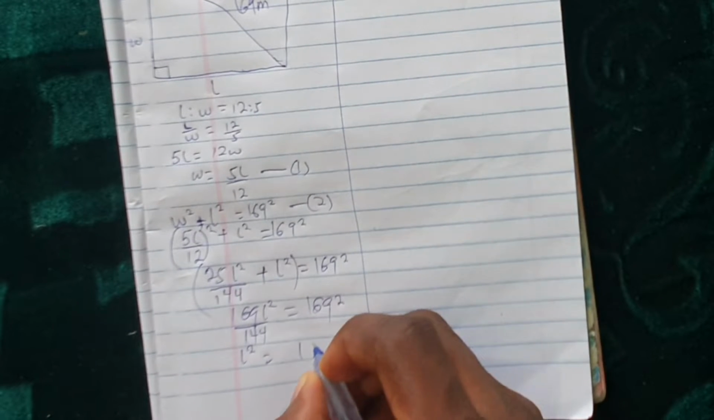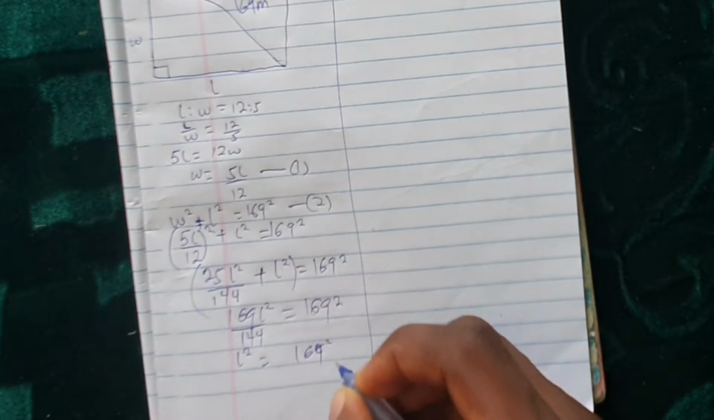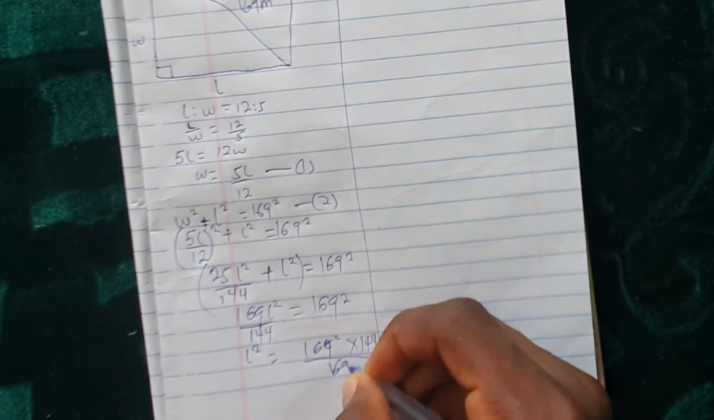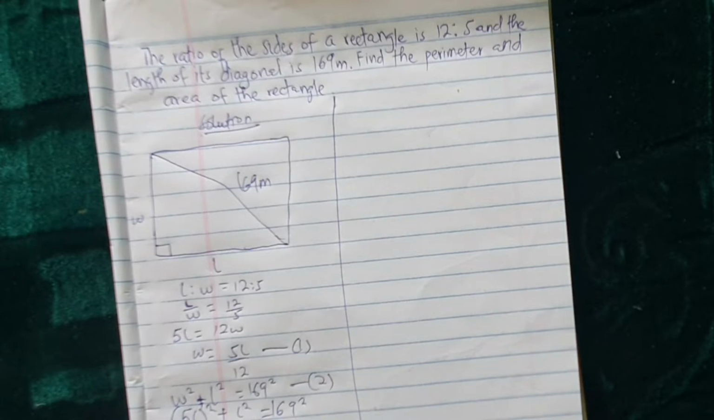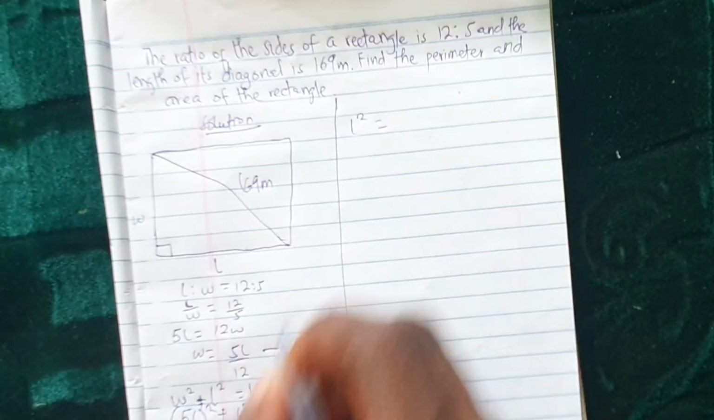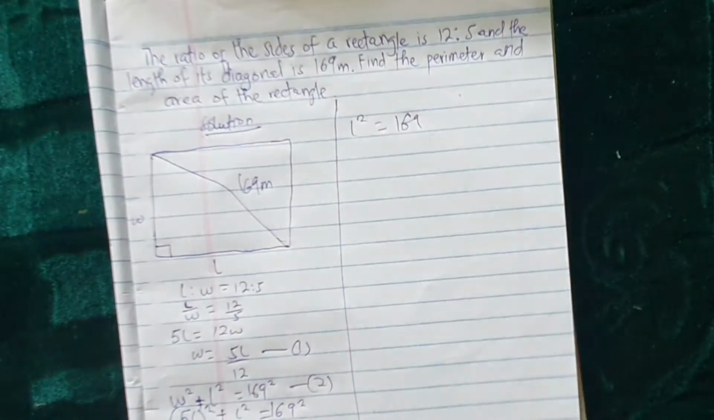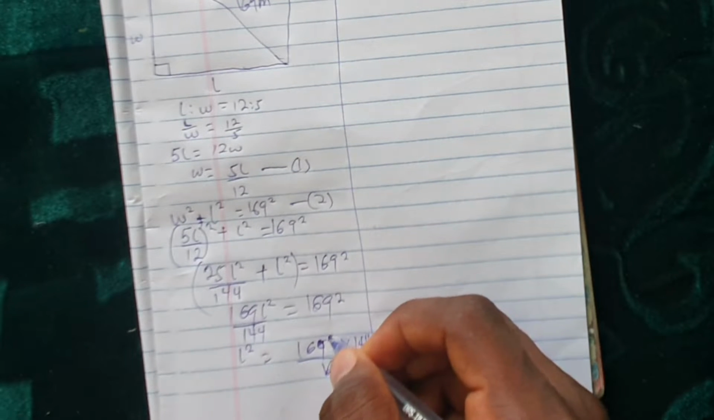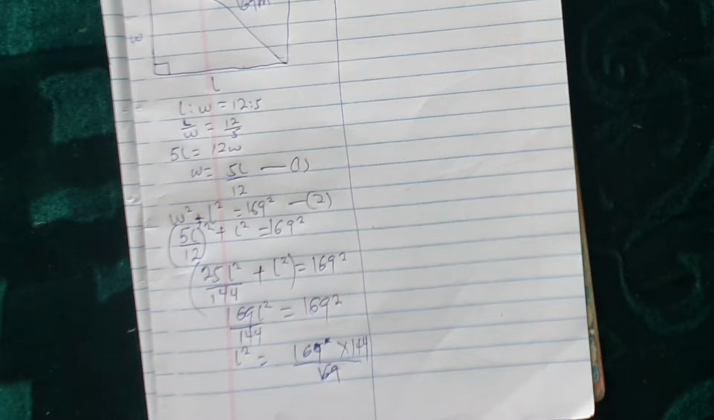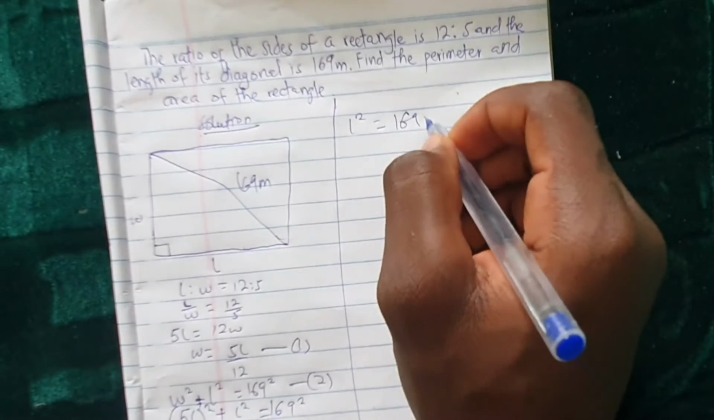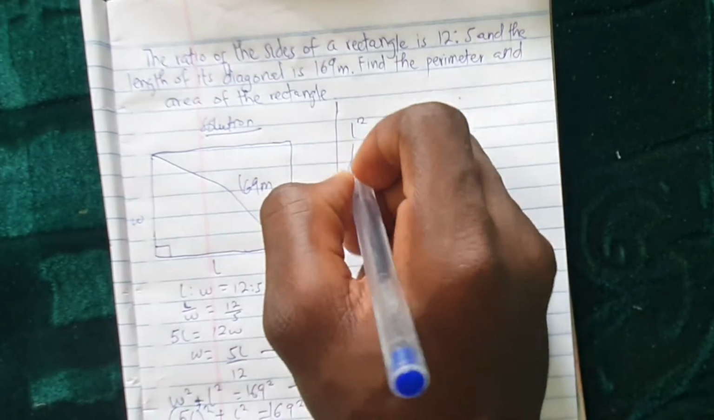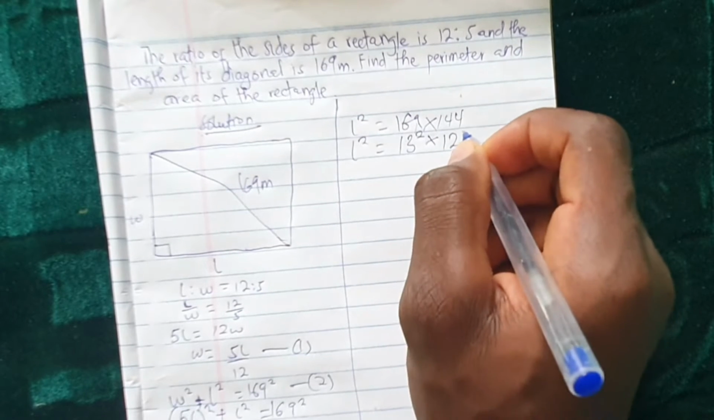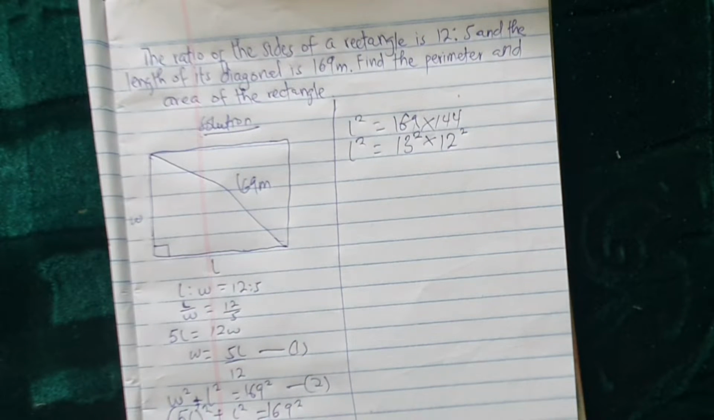L squared will be equal to 169 squared times 144, all divided by 169. So we will now get L squared to be 169 because of the square over here. This 169 will get rid of one of the 169s on the numerator side. So we now have L squared equal to, we have 169 to be the same thing as 13 squared, then 144 to be the same thing as 12 squared.